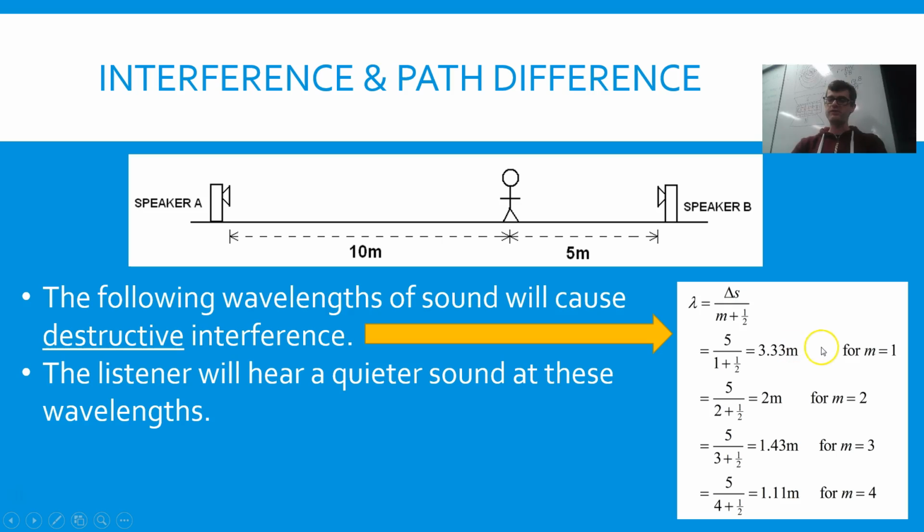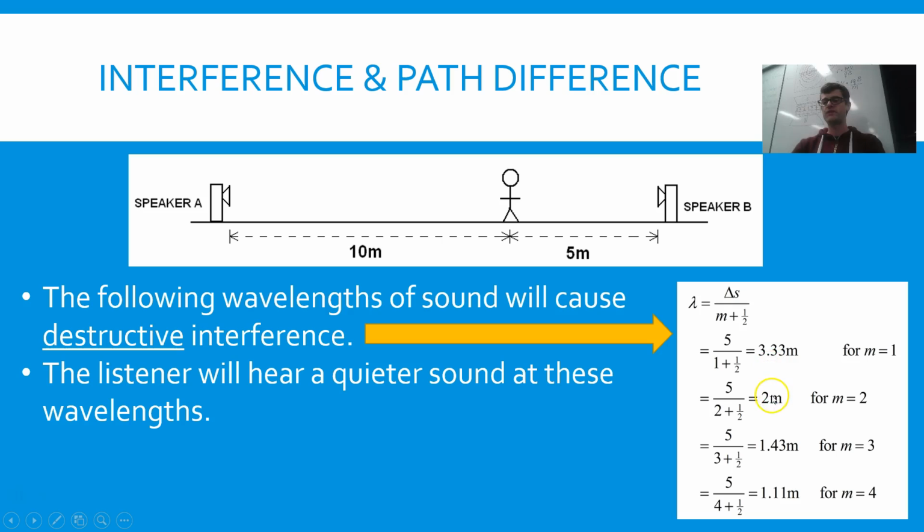And you can see through here, I've done the calculations for m equals 1, m equals 2, m equals 3, and m equals 4. I've just realized as I did it, I left out m equals 0 though, because you can have m equals 0 for destructive interference in this case. That would be 5 divided by 0 plus a half, which would give you 10 meters. So I left out another answer there. 10 meters also gives you destructive interference as well.